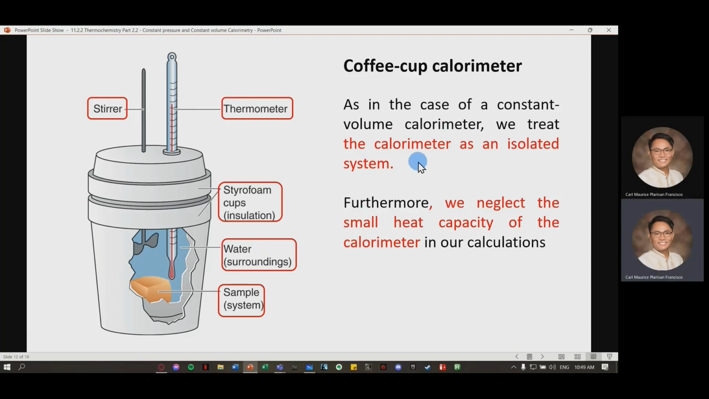As in the case of a constant volume calorimeter, we treat the calorimeter as an isolated system. So the constant pressure calorimeter is also an isolated system, meaning to say there's no mass or heat being added or released. So remember that one. This is still isolated. Furthermore, we neglect the small heat capacity of the calorimeter in our calculation. I mean, look at the sample. You do not see any image or illustration of ignition.